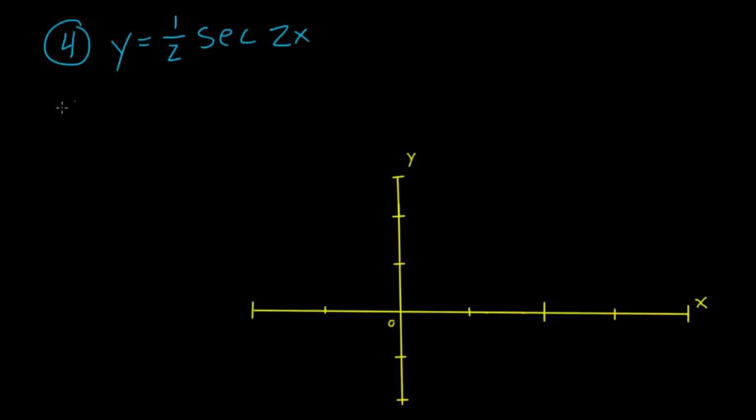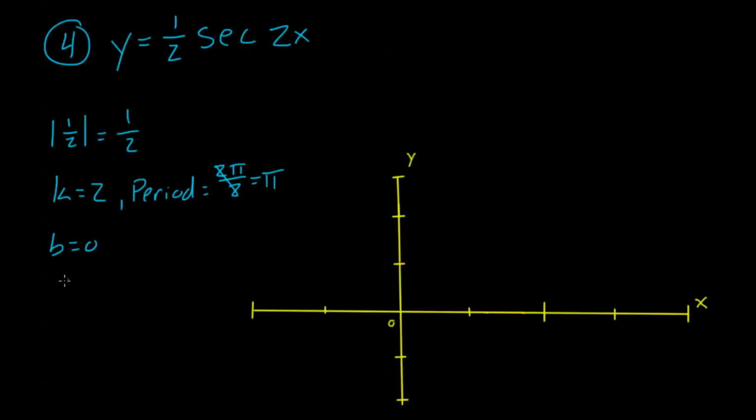Everything looks good. So I have an amplitude, which is absolute value of 1/2, or just 1/2. I have a k equal to 2, so my period is going to be equal to 2 pi over k, or 2 pi over 2, or in other words, just pi. And I have no b. My b equals 0, so no shifts. All right, nothing to worry about here.